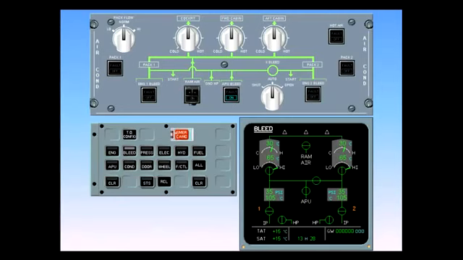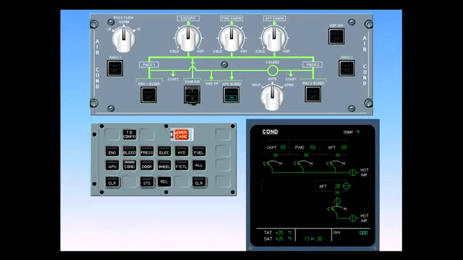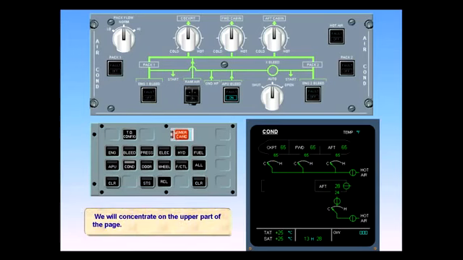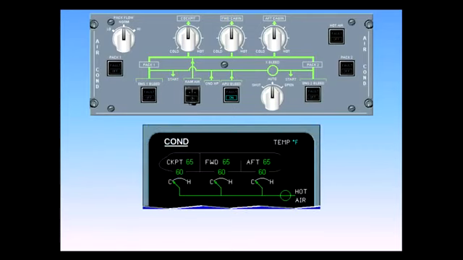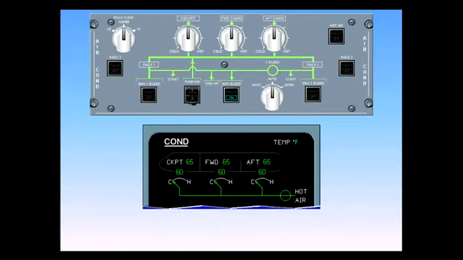Let's look at temperature regulation of the air conditioning system. This is better seen on the ECAM conditioning page. Call the ECAM conditioning page. We will concentrate on the upper part of the page. Of particular interest here are the zone temperatures and the duct inlet temperatures. Temperature regulation is achieved the same way for all zones. We will demonstrate the concept using the cockpit zone as an example.